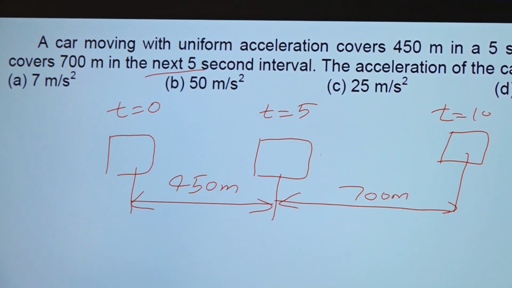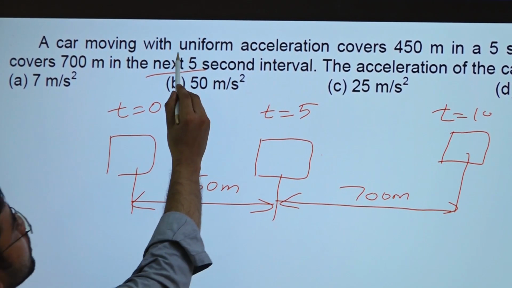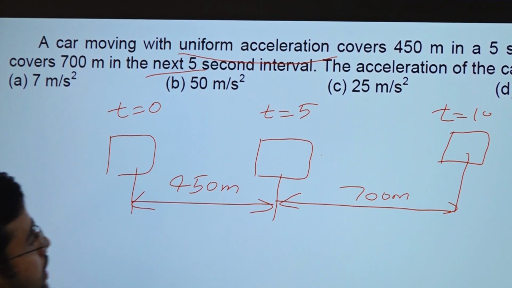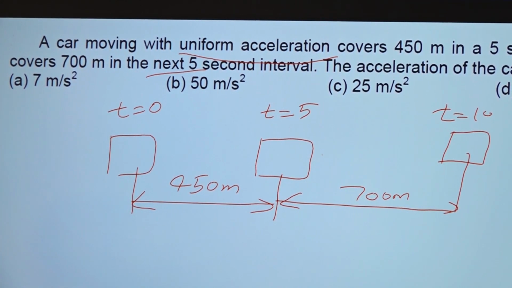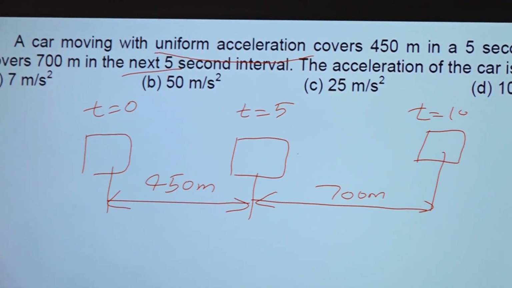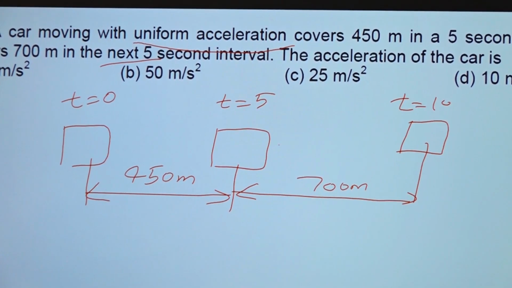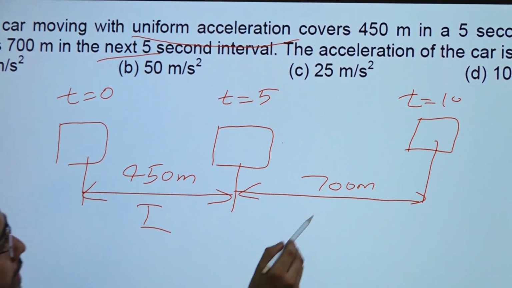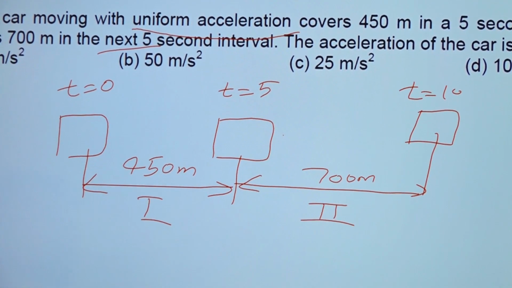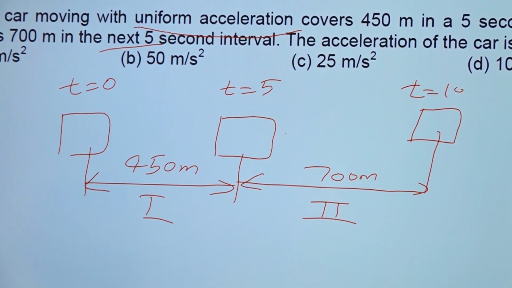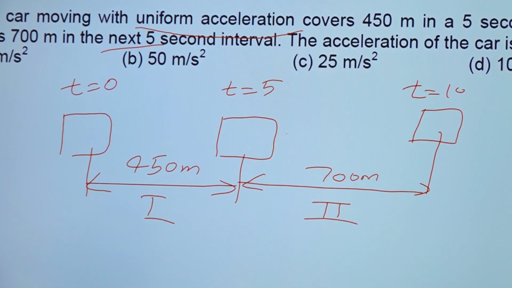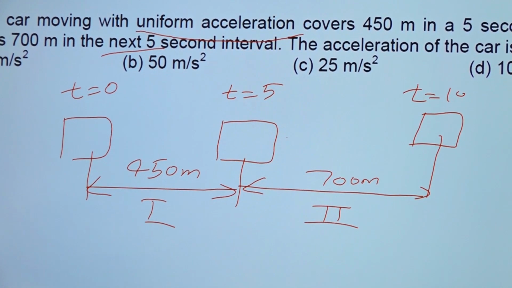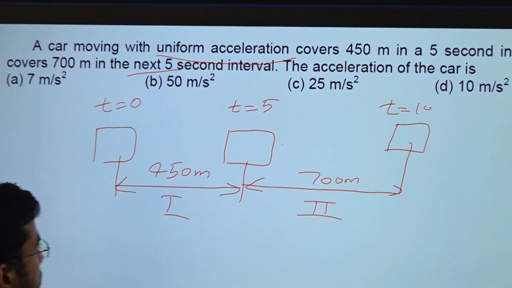This car is moving with uniform acceleration. You can see here uniform acceleration, so a is constant. The meaning of uniform acceleration is that a is constant, right? So how are we going to solve it? First we will solve the first part and then the second part. Then we'll get two equations, and after getting those two equations, only then can we find out the acceleration, right? So let us start.